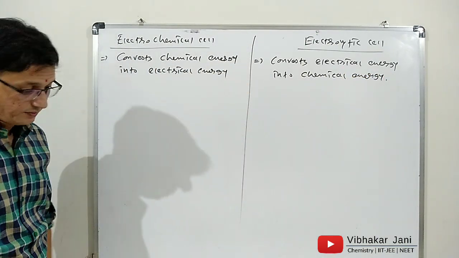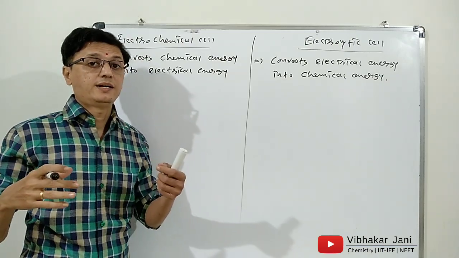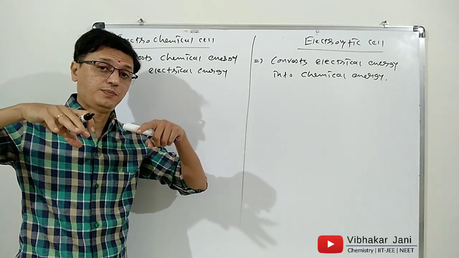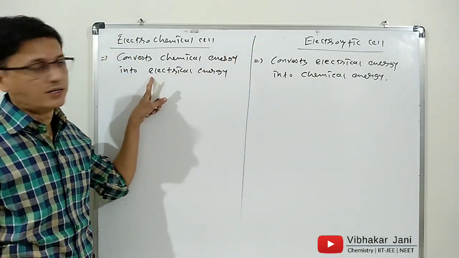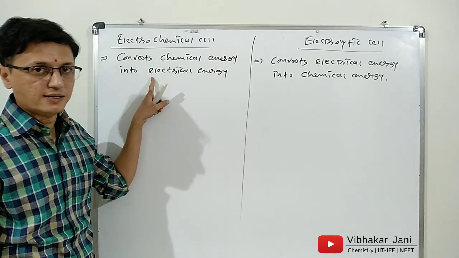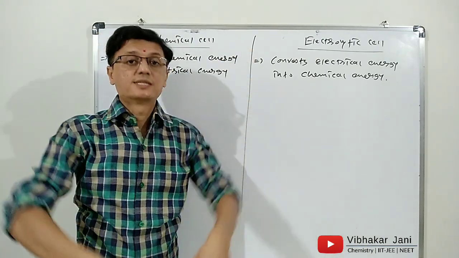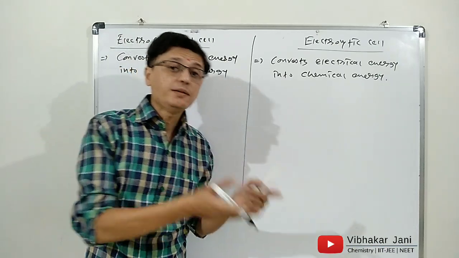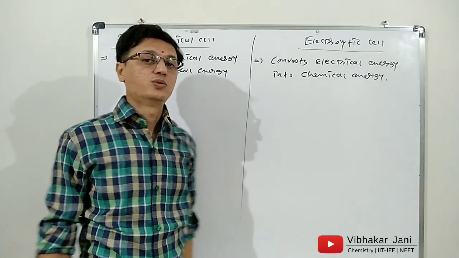That means if we have chemicals and we make a setup, and because of that setup electricity is generated, then such kinds of cells are known as electrochemical cells. But when electricity is introduced into the cell and we get some chemicals, then such cells are known as electrolytic cells.